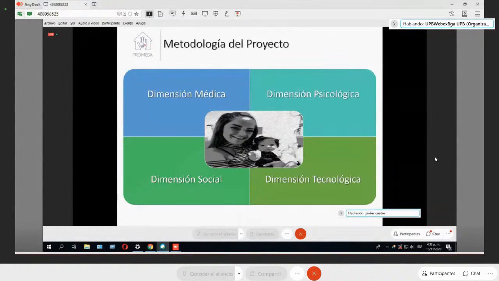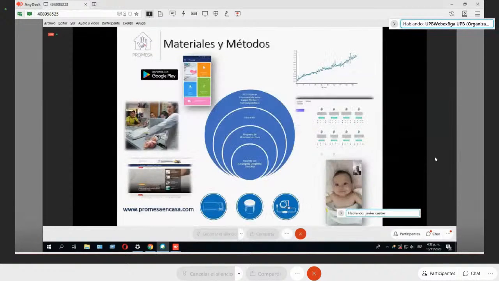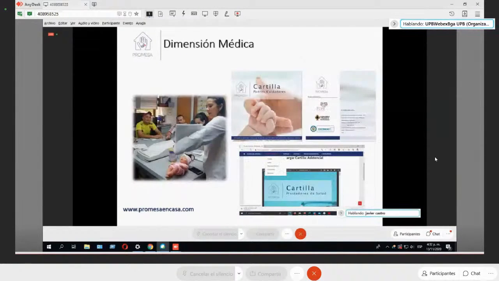So what is the methodology? It is based on 4 dimensions: the medical dimension, the psychological, with our colleagues from Universidad Pontificia, the social dimension, and the technological dimension. So all of it is focused on the baby, on the patient. And we created this protective bubble by means of education, by means of a high degree of communication between the medical team, the patients, and the health system that look after these children. And that's why we use education and new information technologies.